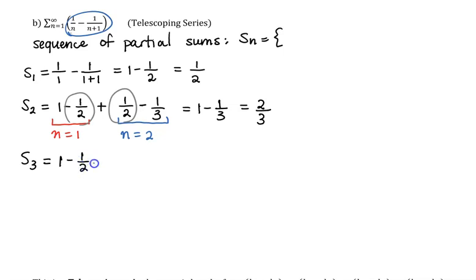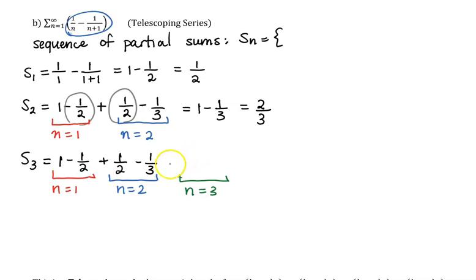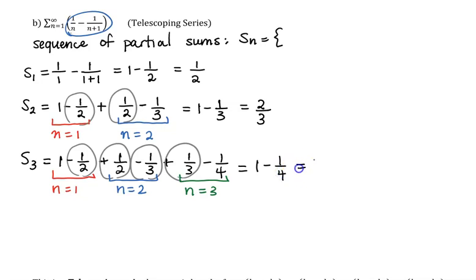A similar thing will happen if we evaluate the third term. Again, I'll write it the same way because I want to show how these terms are canceling out. So I still have when n is equal to 1, when n is equal to 2. Since we're on the third term of the sequence, I want to see what happens if I let n equal 3. If n is equal to 3, we'll have 1/3 minus 1/4. We still have these 1 halves canceling out, and now we also have these 1/3 canceling out, which leaves us with 1 minus 1/4, which is equal to 3/4.